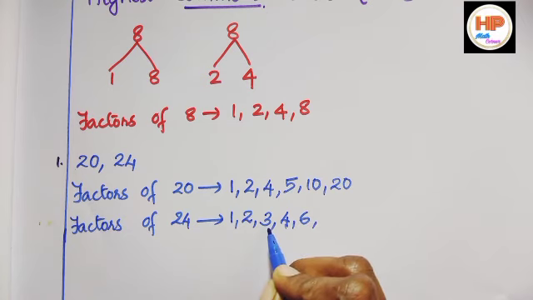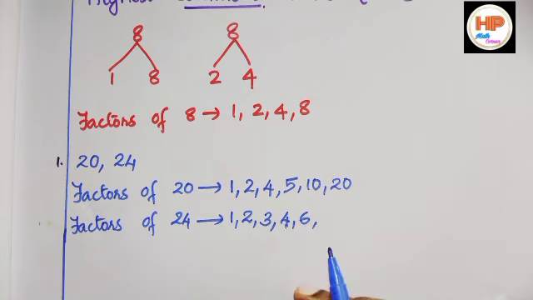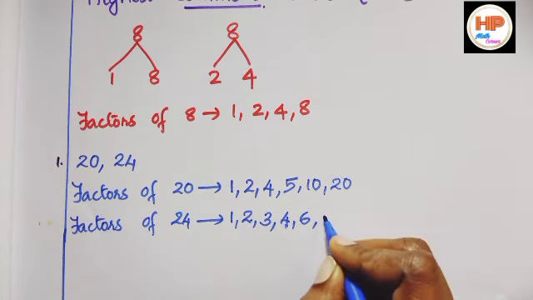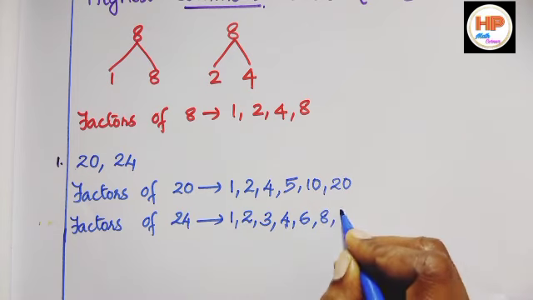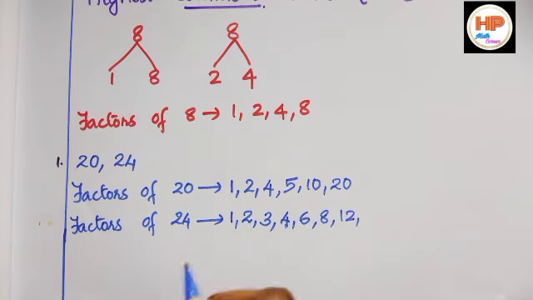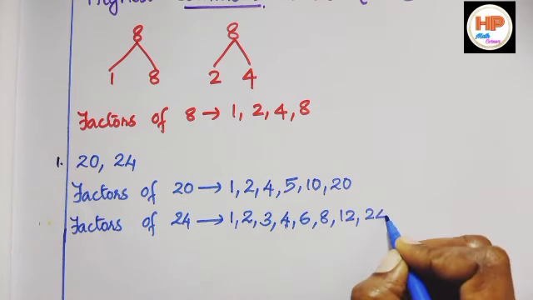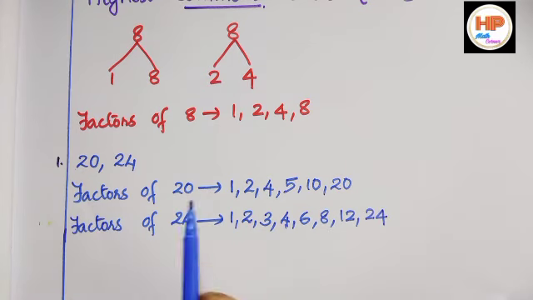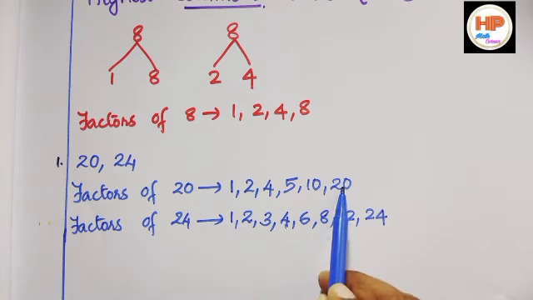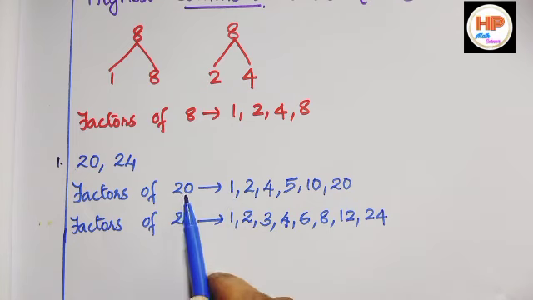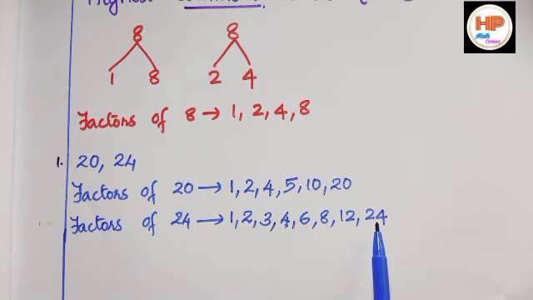Then we must check 3. So 3 multiplied by which number gives 24? Yes, 8. Here 2. So 2 12s are 24. Here 1. So 24. The smallest factor is always 1 and the highest factor is always that number. Here also the smallest factor is 1 and the highest factor is the given number.